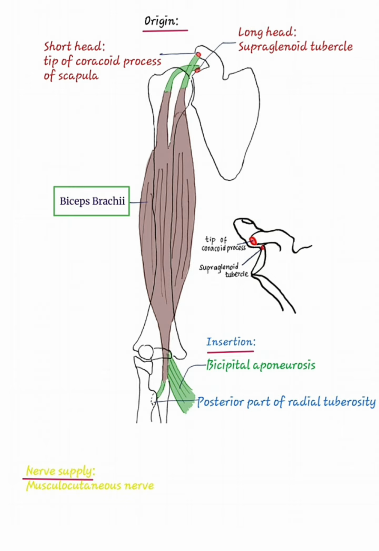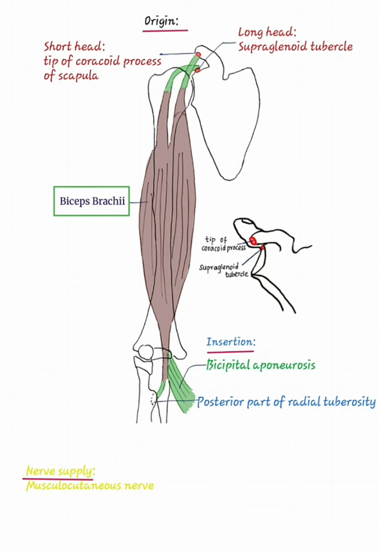The short head arises from the tip of the coracoid process. You can see the coracoid process of the scapula. The short head arises from the tip of the coracoid process along with coracobrachialis. Both the heads fuse to form the belly. In the lower part of the arm, the belly forms a thick tendon and the bicipital aponeurosis.